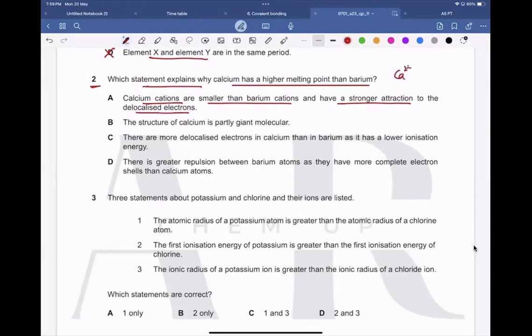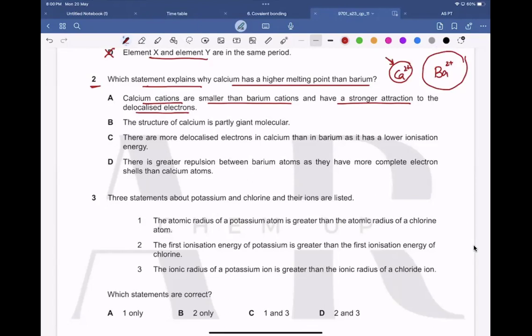So Ca has a smaller size, and barium 2 positive has a bigger size, and both have the same charge. So obviously it's going to attract the electrons more strongly than barium. So that can be an answer. But let's justify the rest of the three and mark them wrong. Then you are going to consider A correct.